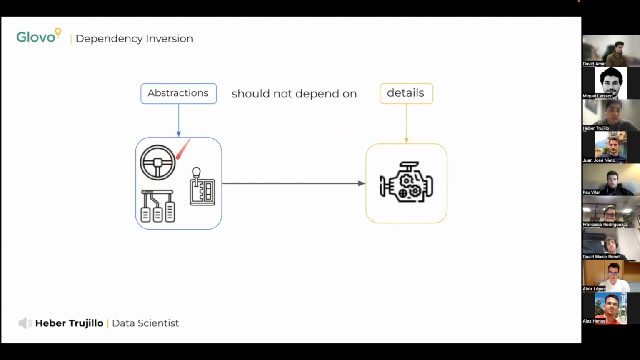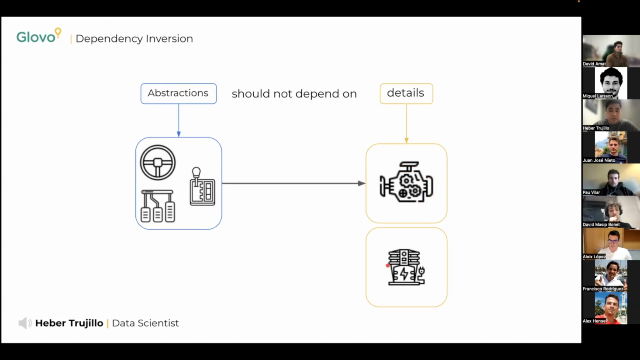So abstractions, I mean, the interfaces should not depend on the details, right? And why? Because let's say that we then move from a regular engine to an electrical engine, and if the interfaces depend on the details, the engine, then it's more likely that they need to change in order to work with this implementation. And if that happens, then at a customer level, it's going to be really hard moving from a regular engine to an electrical engine, right?